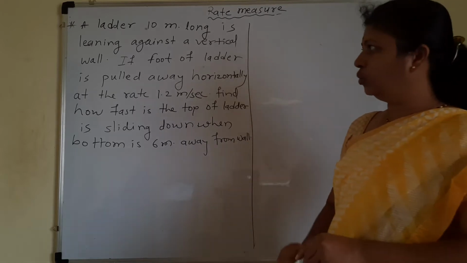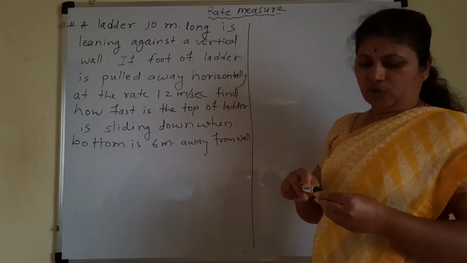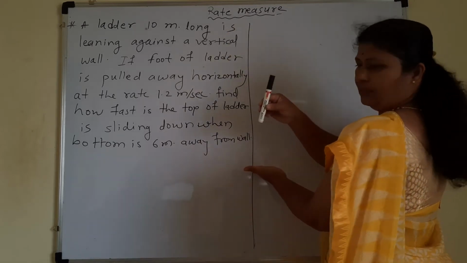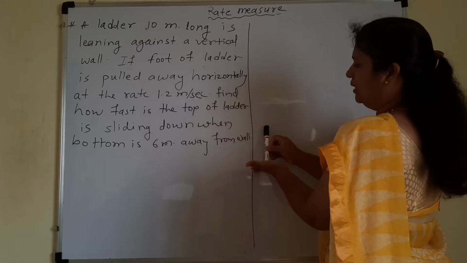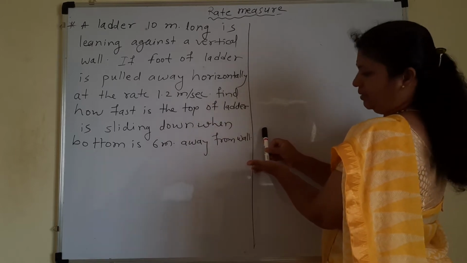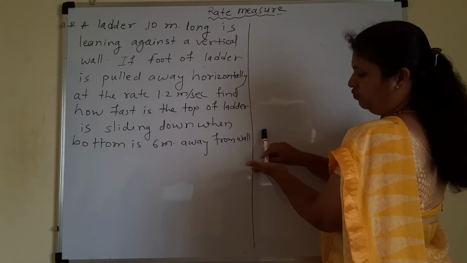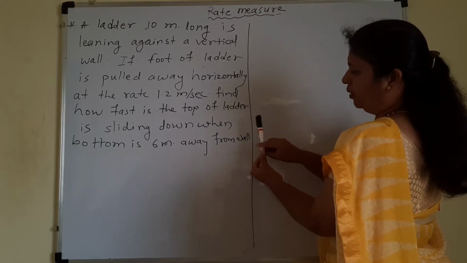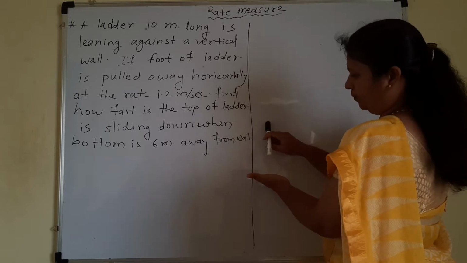Remember what you have to do. What is given, what we have to find. This is a vertical wall. Here the ladder is there. This is the ladder, suppose. This is leaning against the wall. It's kept like this. And the bottom is pulled away from the wall. What happens? The top is also running down like this.